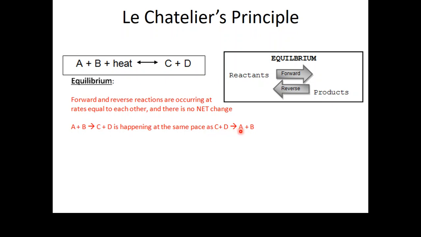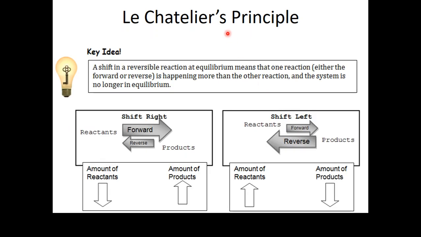To explain that, A plus B produces C plus D at the same pace, or rate, as C plus D goes back to A plus B. So again, forward and reverse rates. We're looking at Le Chatelier's principle, and really the big thing that we need to talk about is shifting.